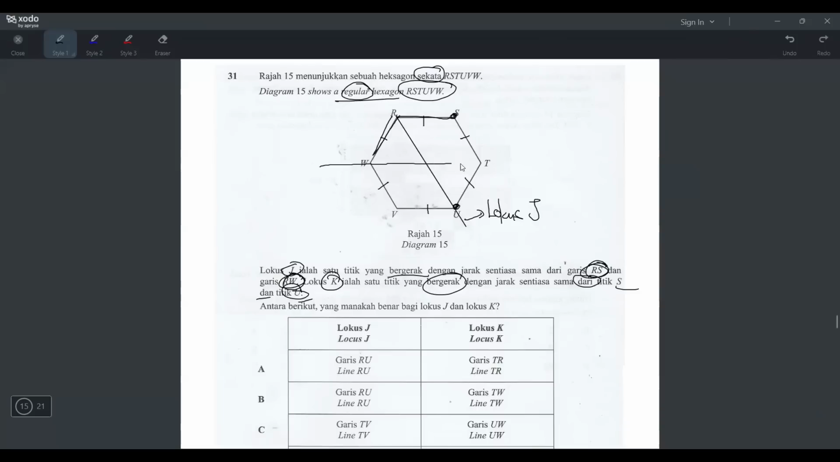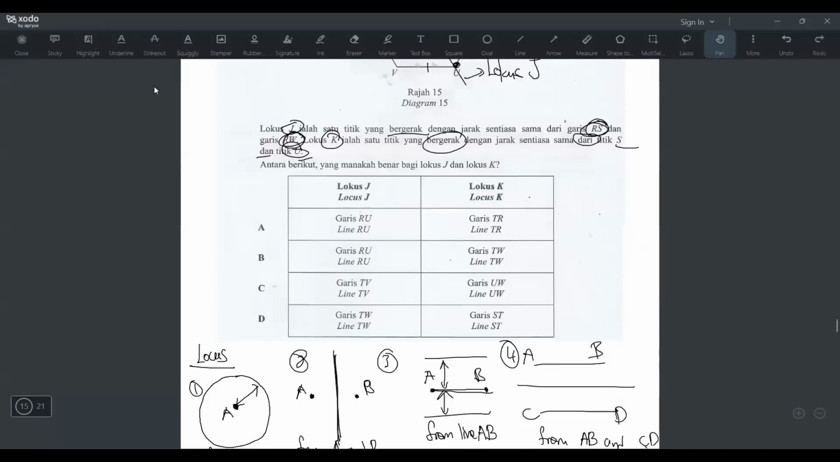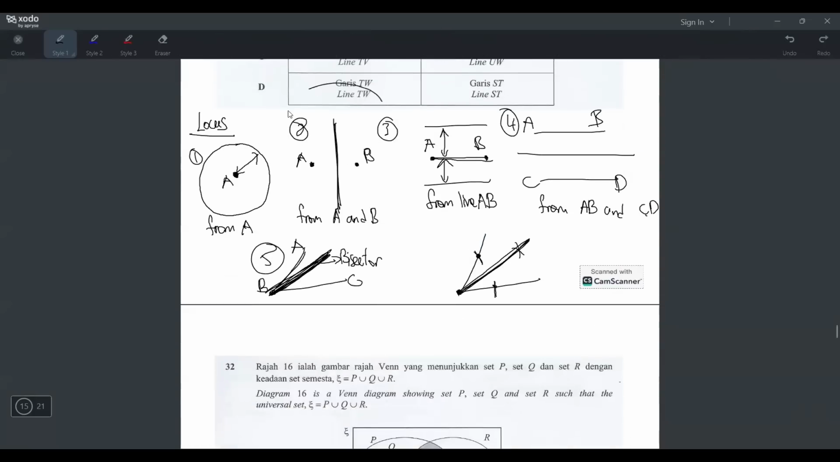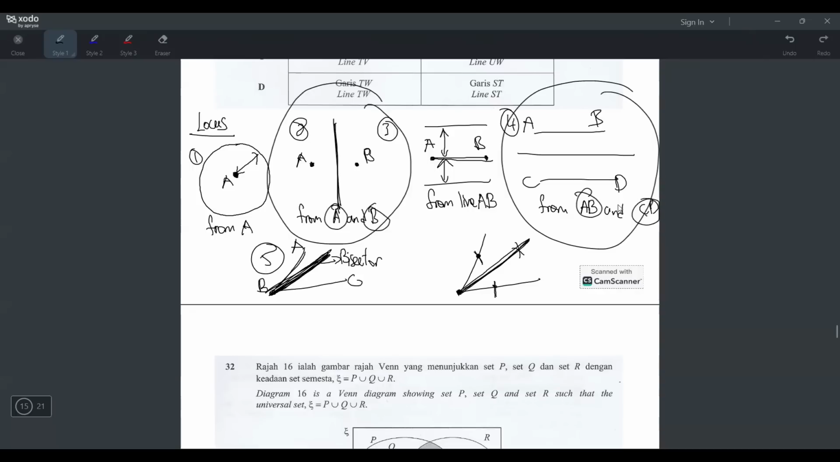So it will be this line right here, the WT line. So this is your locus K. Okay. So I want you all to make sure you know the difference between this and this. This one is from 2 points. This one is from 2 lines. It's not the same. Okay.